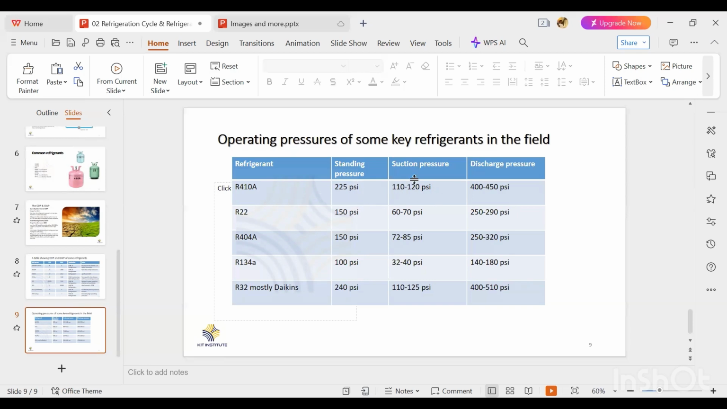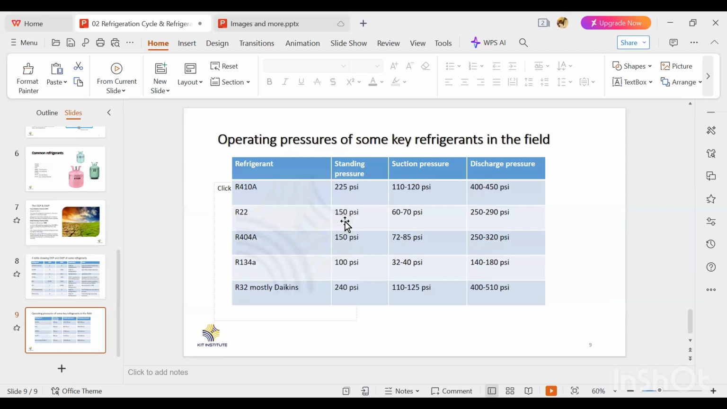Then we go to suction. The suction operating pressure of a unit that has R410A will be between 110 to 120 psi, again depending on the temperature around the system. Then the discharge is 400 to 450 psi. That is on the high side of the system. So this is on the low side, and this is on the high side of the system.